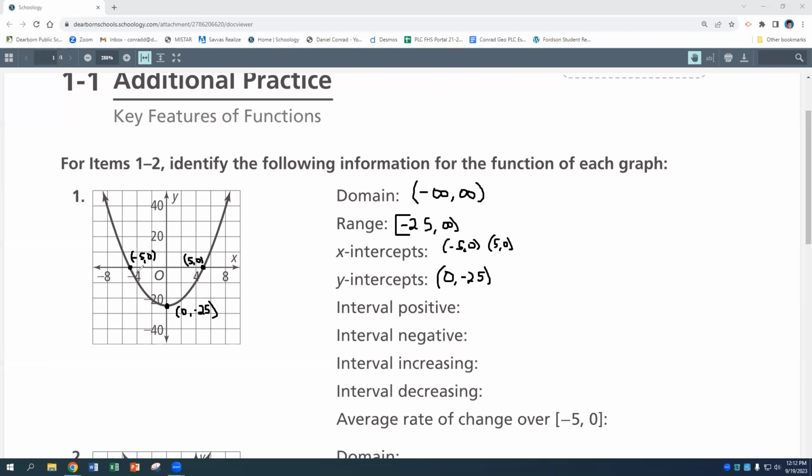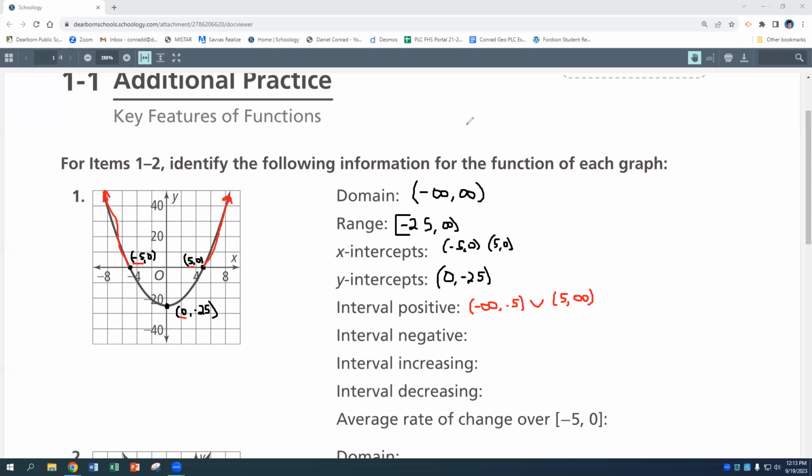Positive intervals are when the graph or the function is above the x-axis. So here's our x-axis. Above, we're going to have 2 intervals. We're only reading the x values. Our first interval goes all the way to the left, so -infinity, all the way to -5. And then the function's positive again, starting at 5 and going all the way to the right, so all the way to infinity.